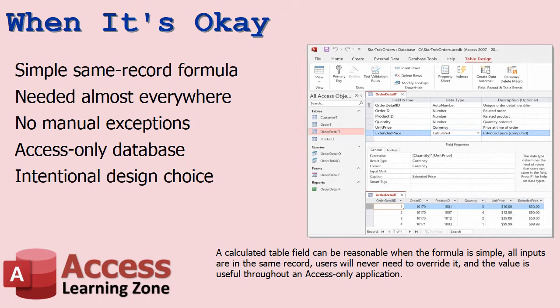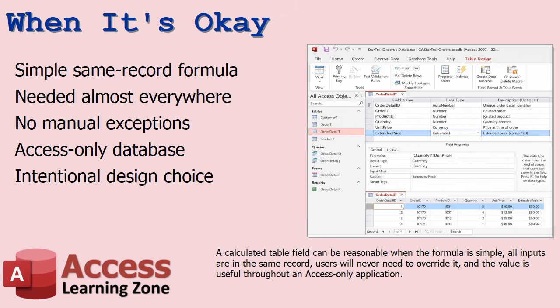So when's it okay? Is it ever okay to use calculated table fields? Yeah, sure. Our quantity times unit price example. If both values are in the same record, the formula is simple, no one will ever need to override the result, and that extended price is useful almost everywhere you use the table, then a calculated field could be reasonable. If you're staying entirely inside Access, you understand the limitations, go ahead. I won't send the Access police to your house. Your database probably won't explode. Probably.